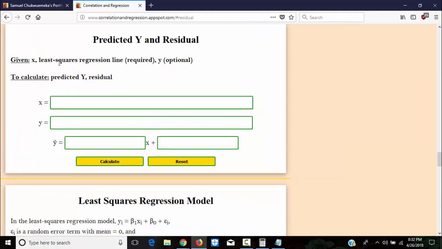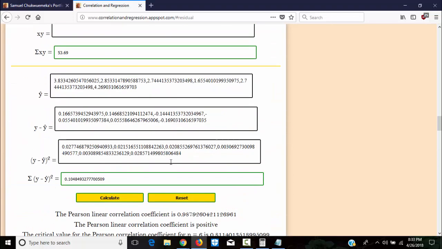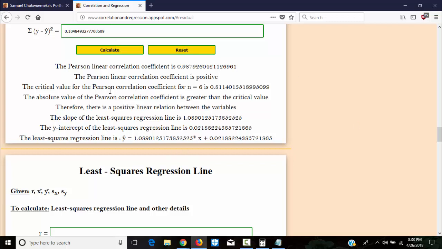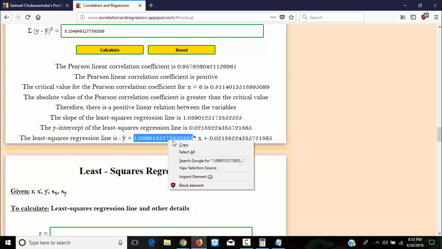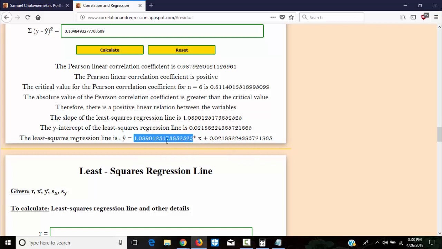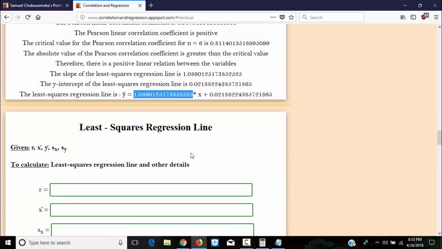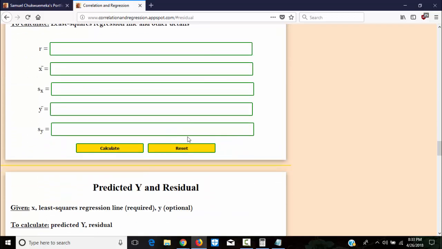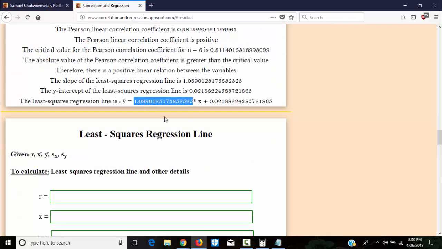This is the calculator to use to find the predicted y, when there is a relationship. If there's no relationship, it will tell you what to use. So what I'm going to do is grab the slope. Copy. Please don't round. Do not round. You only round at the final answer. So I'm going to take this as it is.